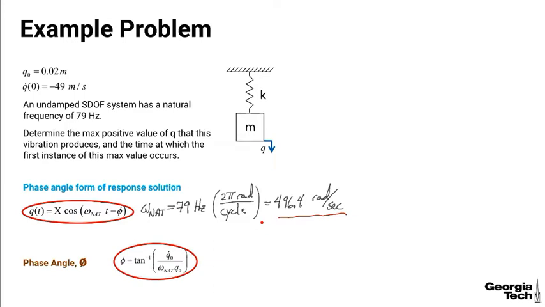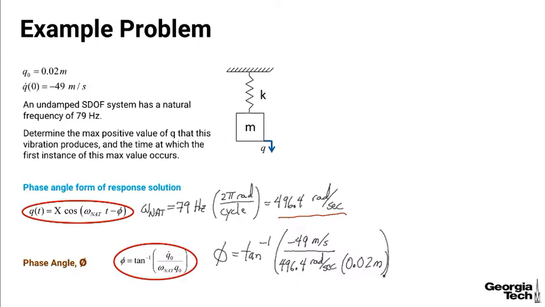And for the phase angle, we'll put our numbers in again. So I've got phi equals the tangent inverse of the quantity q dot 0, which was given as minus 49 meters per second, divided by omega natural, which we just found out to be 496.4 radians per second, times q 0, the initial displacement, which was 0.02 meters.